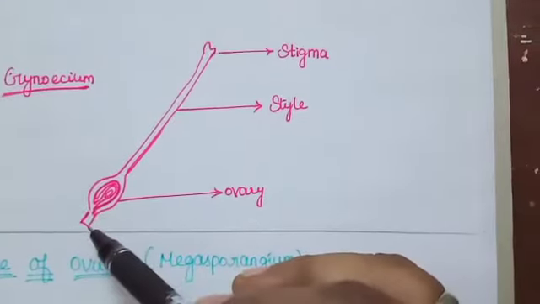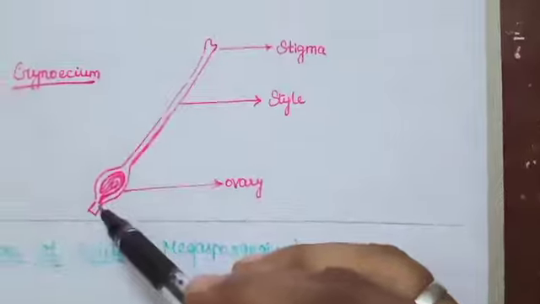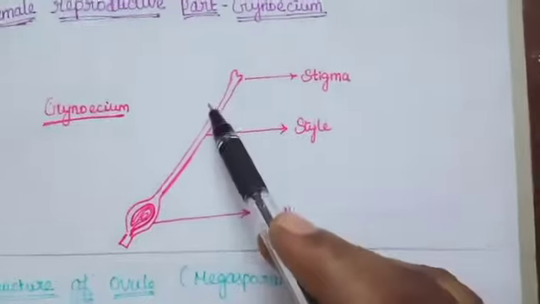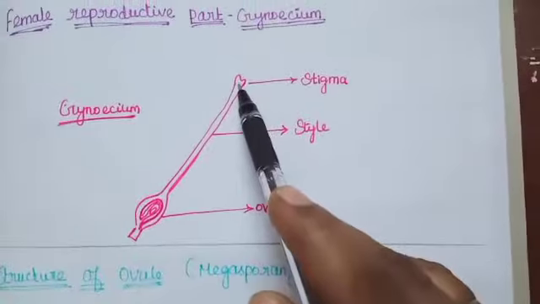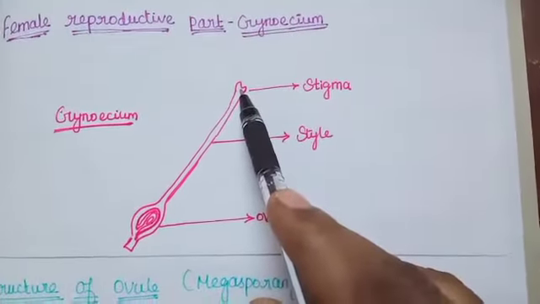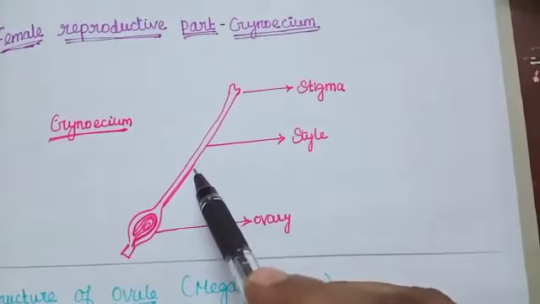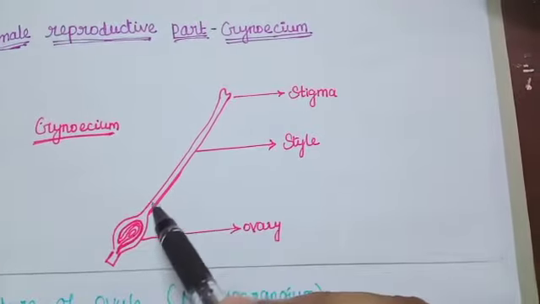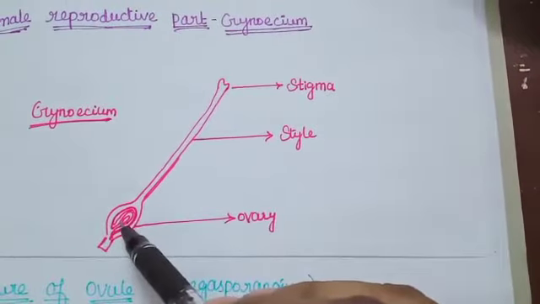What is a pistil? Where is it derived from? A pistil is derived from a carpel. The stigma serves as a landing platform for pollen grains. This place is the landing platform for pollen grains. The style is an elongated, slender part beneath the stigma. The basal swollen part of the pistil is the ovary.